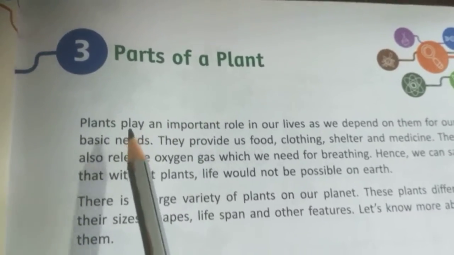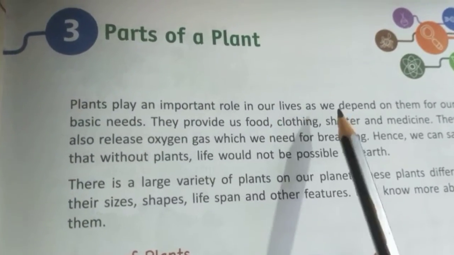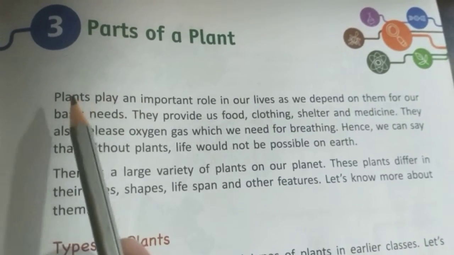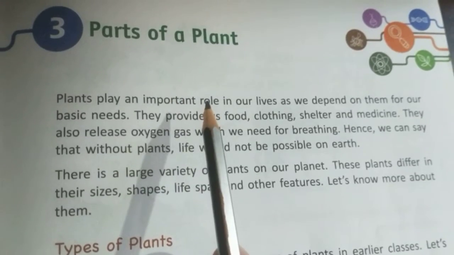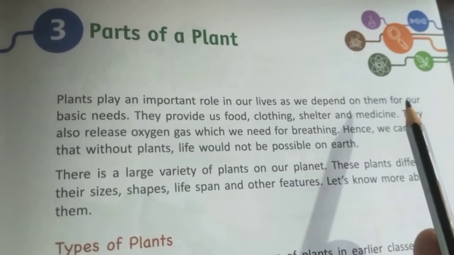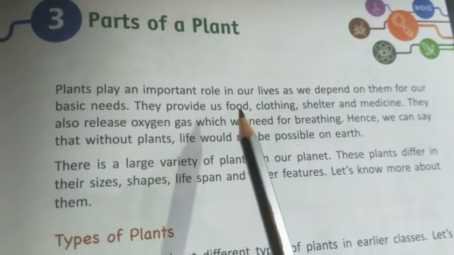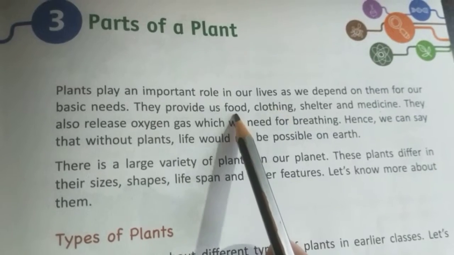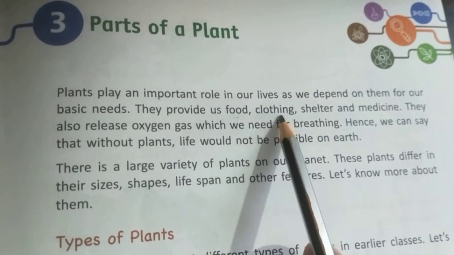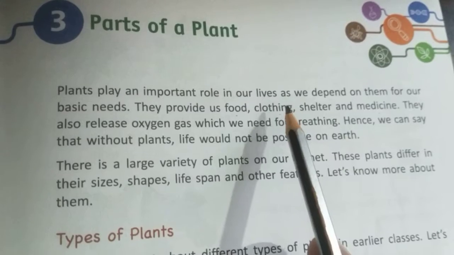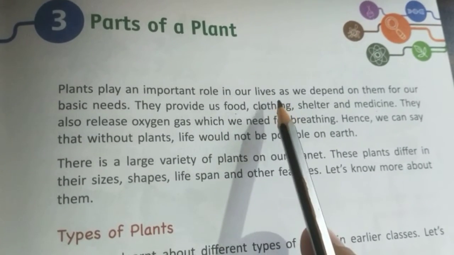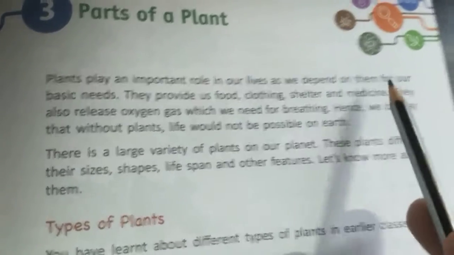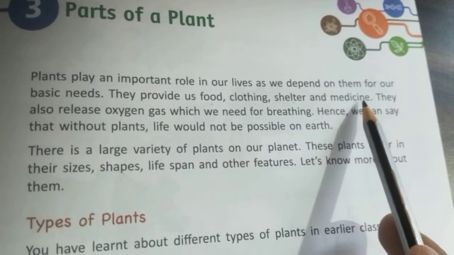Now here it says plants play an important role in our lives as we depend on them for our basic needs. Plants play a very vital role in our lives because we are dependent on them for our basic needs. They provide us food, clothing, shelter, and medicine. We get food from the plants, we also get clothing from the plants. Different fibers are made from the plants only. We get shelter from the plants, and we also get different kinds of medicines from the plants.